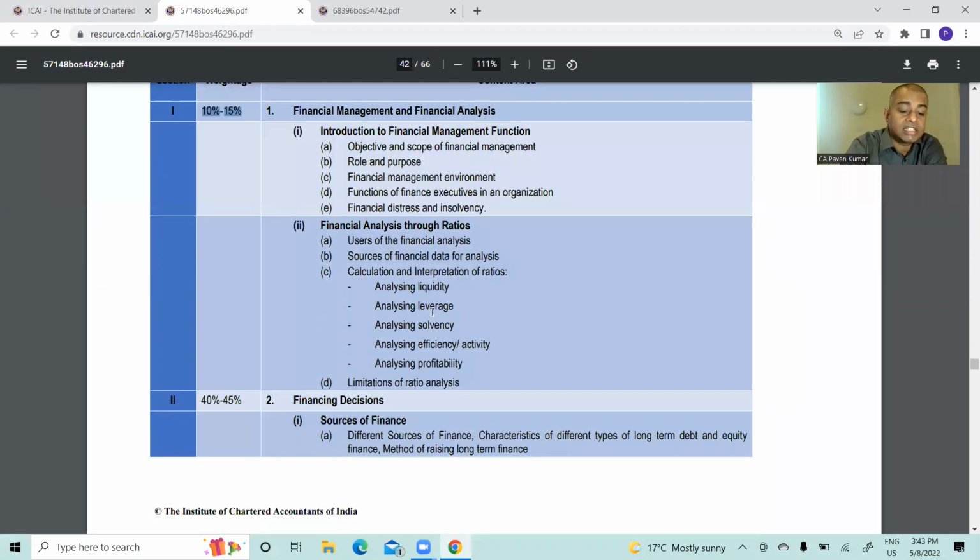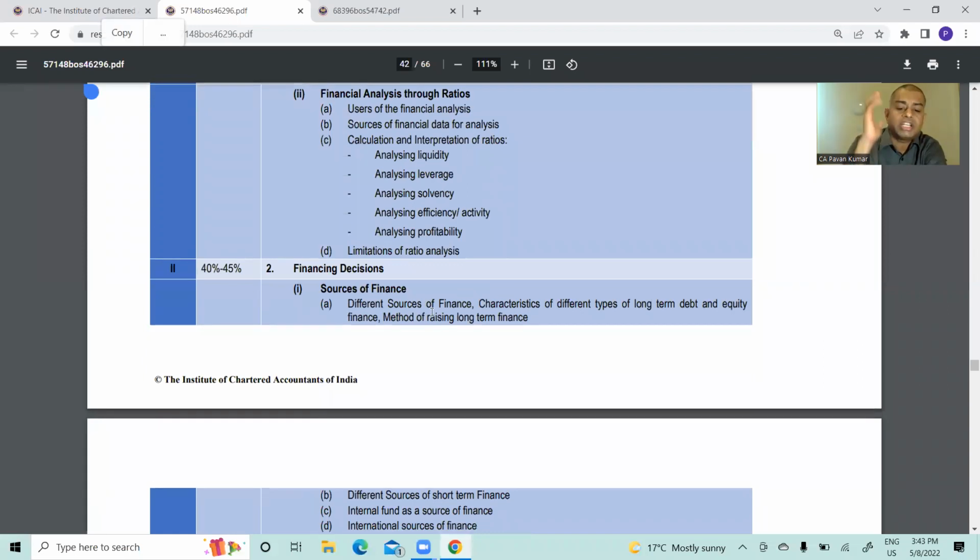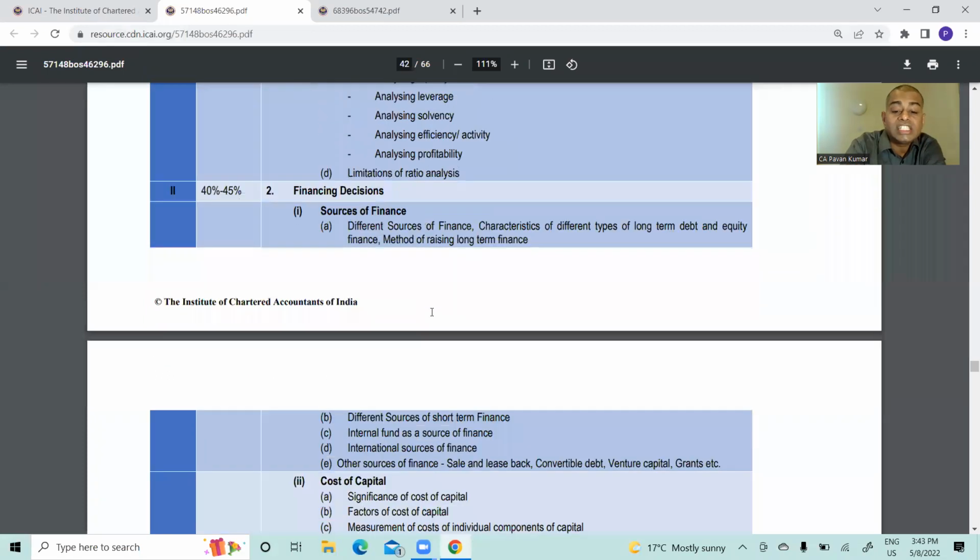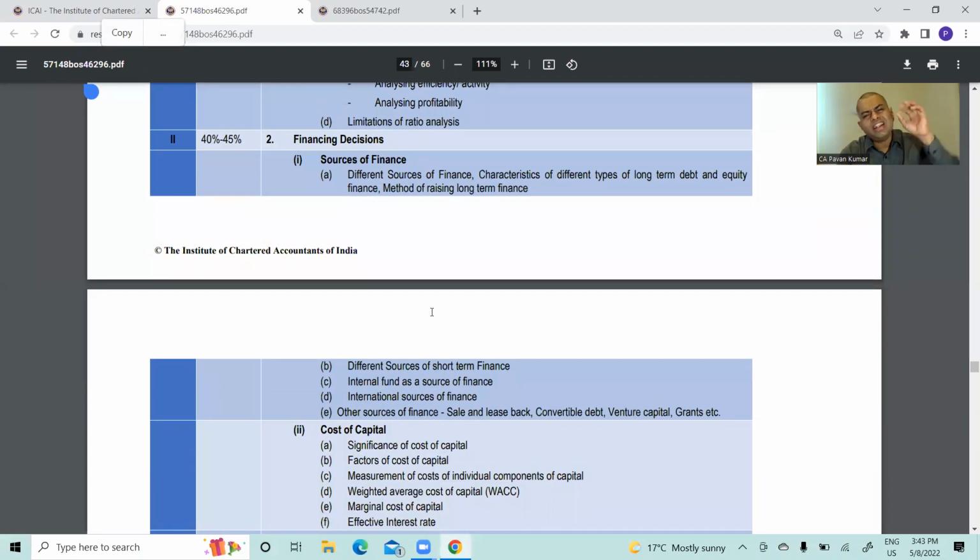Next, section 2, most important section. Why? See the weightage, 40 to 45. 40 to 45% means apply it on 60 marks, 24 to 27 marks will come from this area. So this has sources of finance. A mandatory question comes from sources of finance.